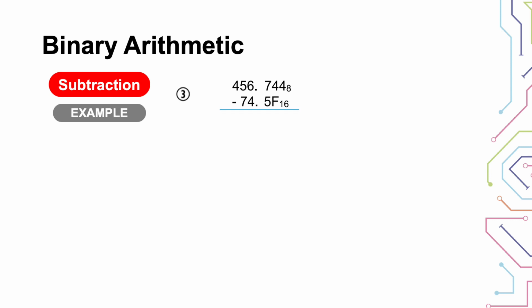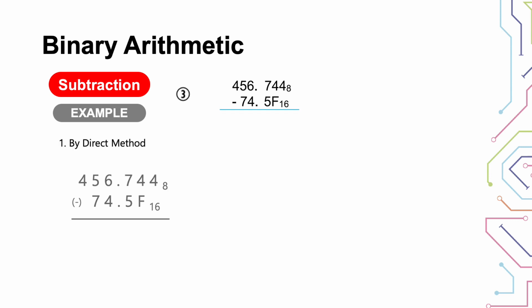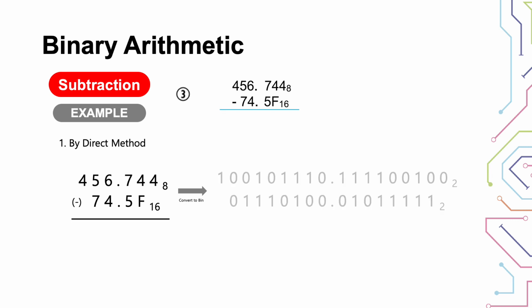So, first, gagawin natin dyan by direct method. So, kailangan muna nating i-convert ang dalawang number na ito into binary. So, ito na yung binary equivalent niya. So, once na na-convert natin sila, importante din na dapat ma-align natin sila in reference doon sa decimal point natin. So, ito na yung nagiging arrangement nila. And then, susundin lang natin yung nasa table.